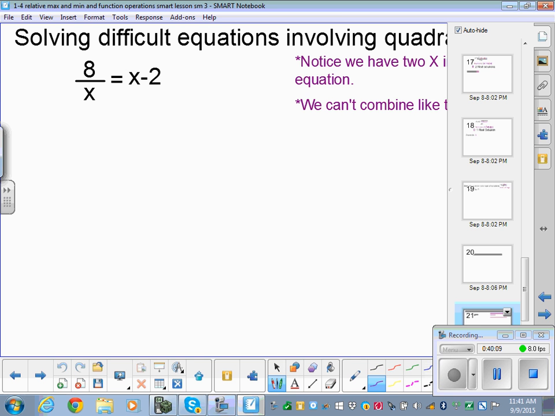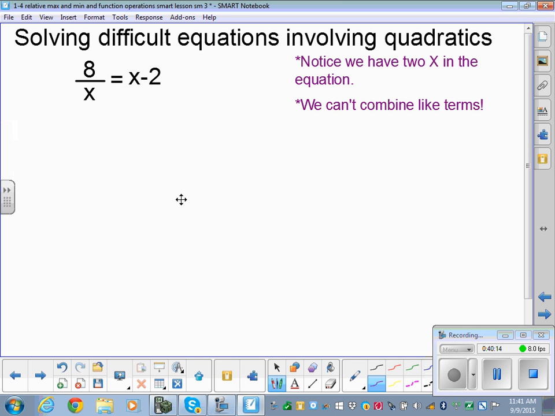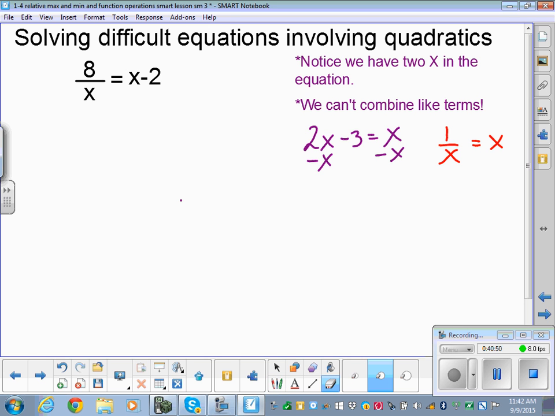So what we're going to do with something like this, notice a couple things about this interesting problem here. We're solving equations again. Now, we have to be careful with something like this. So we have 8 over x is equal to x minus 2. Now notice we have two x's in the one equation. Now we can't combine like terms in this one. If it was something as simple as like 2x minus 3 is equal to x, we could combine those by moving the x over from one side of the equation to the other. But guys, with something like this, we can't, because what we have on the left is technically 1 over x, and on the right we have an x. So those are not like terms, so we can't combine these ones.